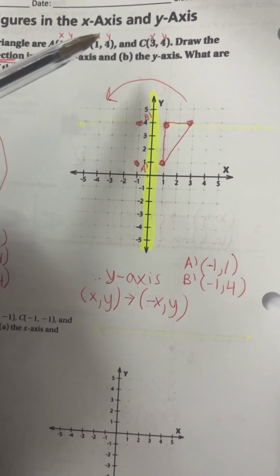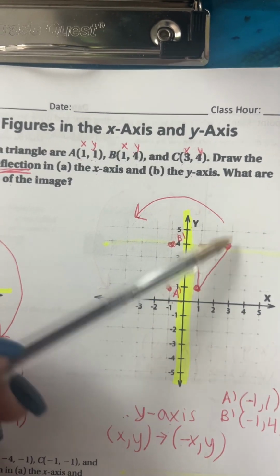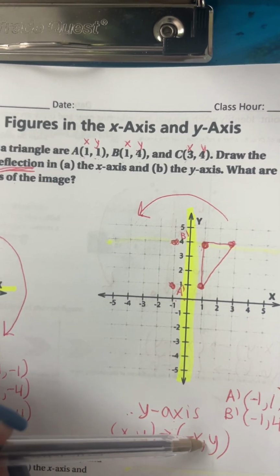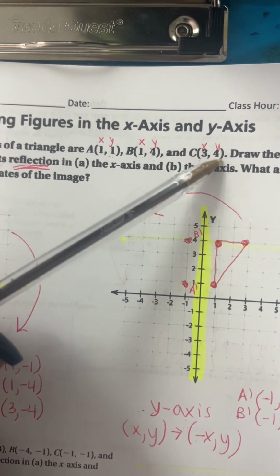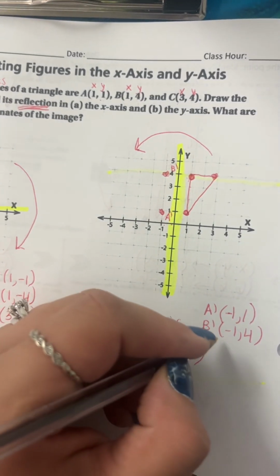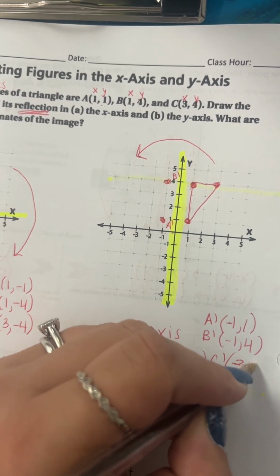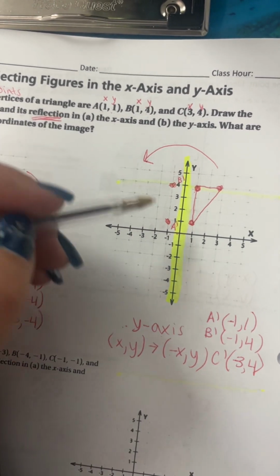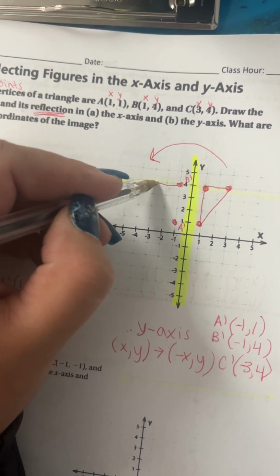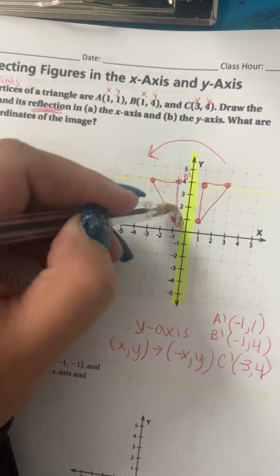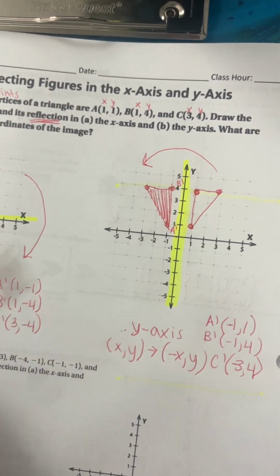Then we have one more point, C, which is 3, 4. Okay, the rule is (opposite x, y). So the opposite of x is going to be a -3 and then 4. So let's write it down. C prime, -3, 4. And then we can graph it. -3, 4. Okay, and there we go. So there's the reflected version, right?